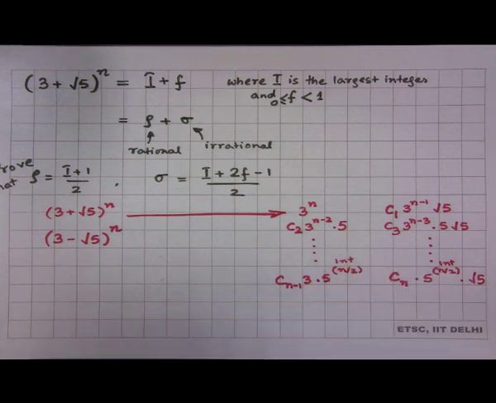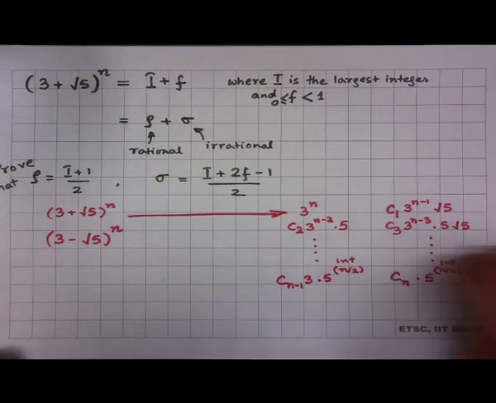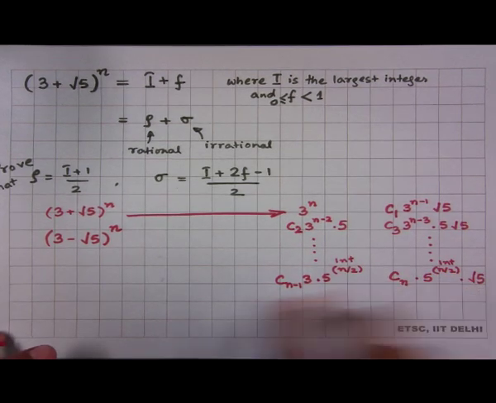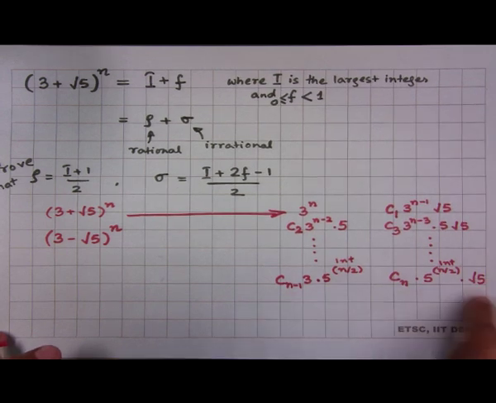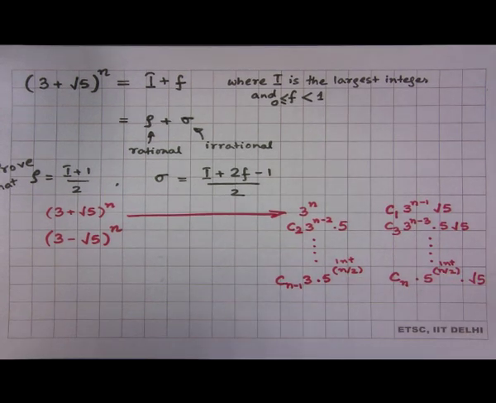And this is if n is odd. If n is even, then this term is not going to be on this column, and this term will appear here, and you will not have the root 5 at all, because n is even. The integer part of n by 2 is nothing but n by 2 in that case. Okay. So, this is generally how it is going to expand.